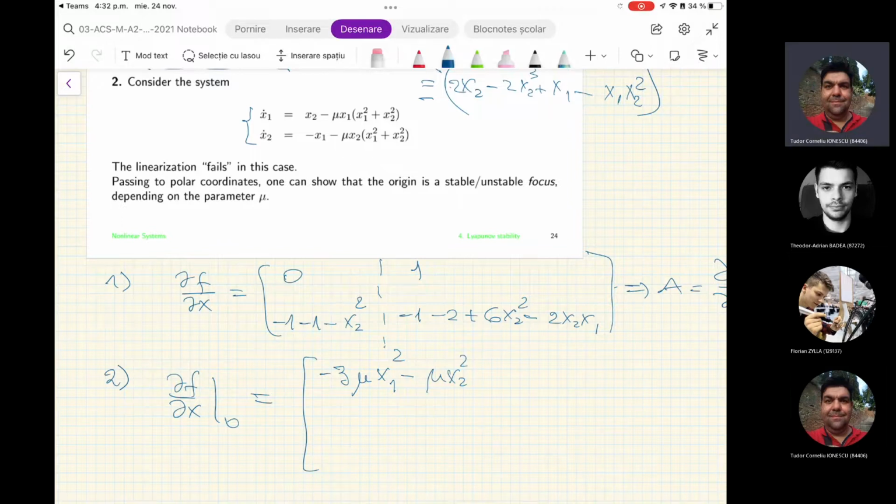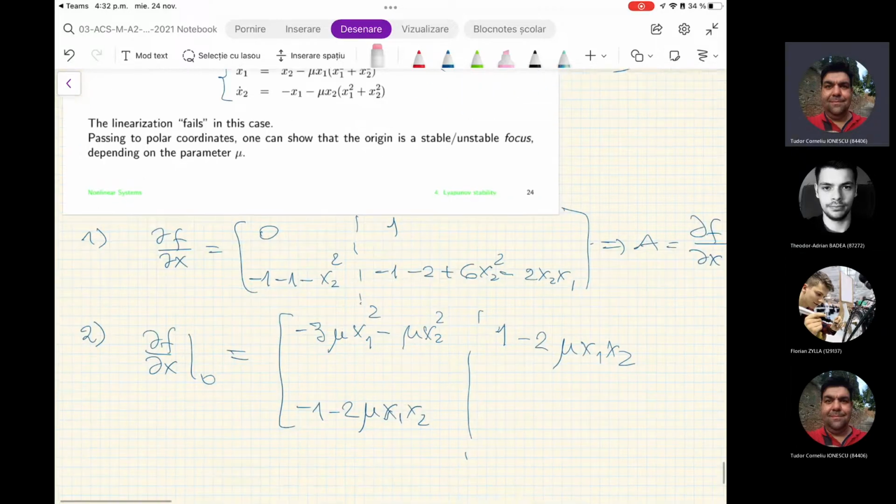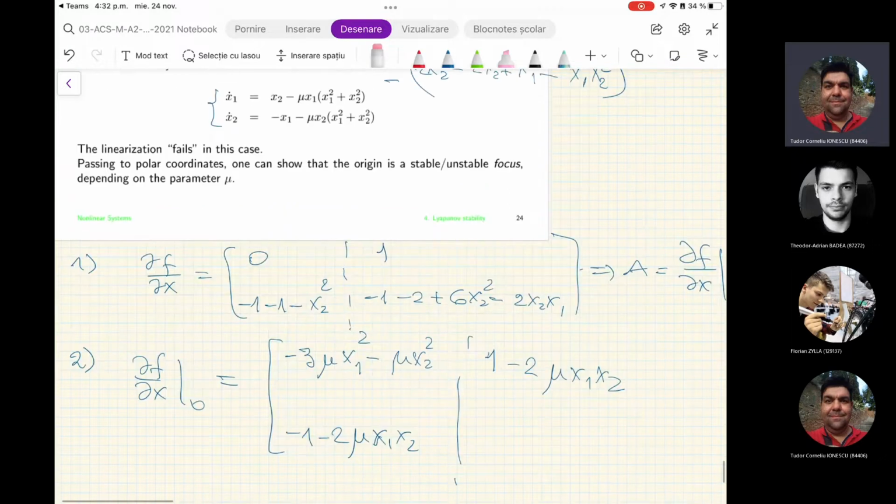Okay. Sorry about that. And the second one, so x2, it's 1 minus 2 mu x1 x2, and then you have minus 1 minus 2 mu x1 x2, and then you have a function. You have a function here. It's very easy to see that you have something probably similar to this one.